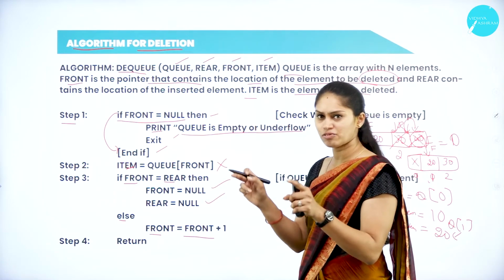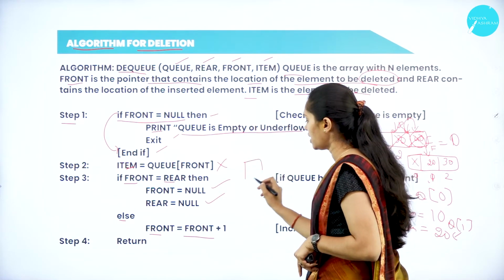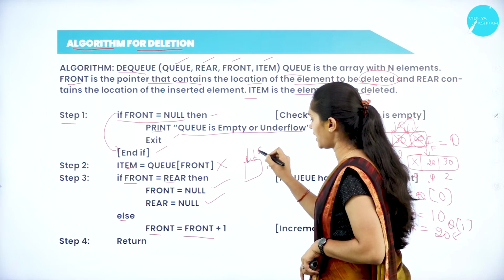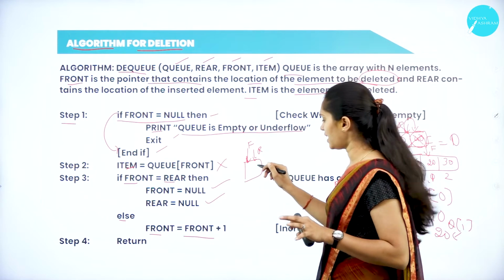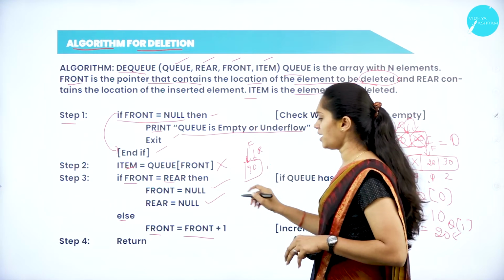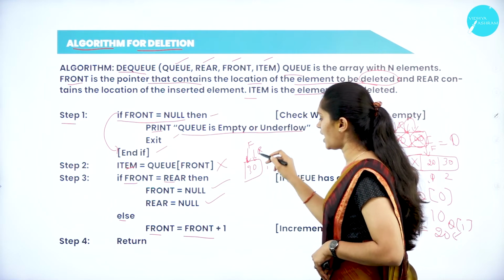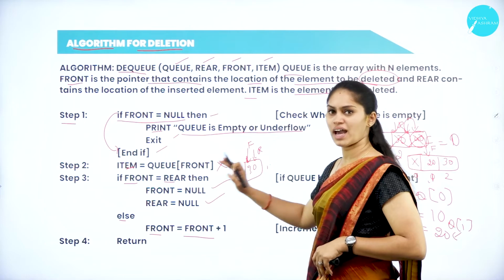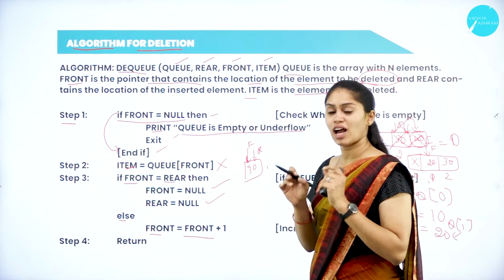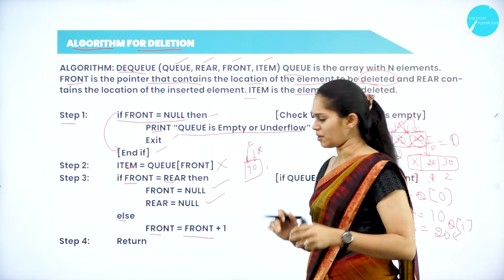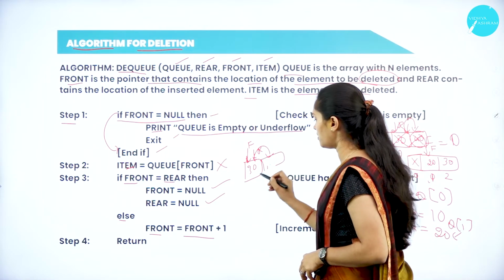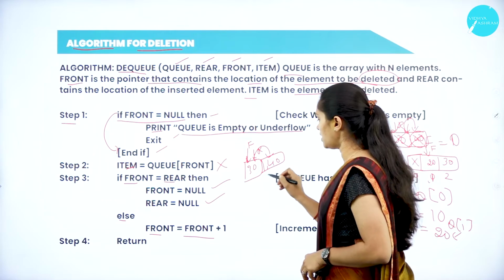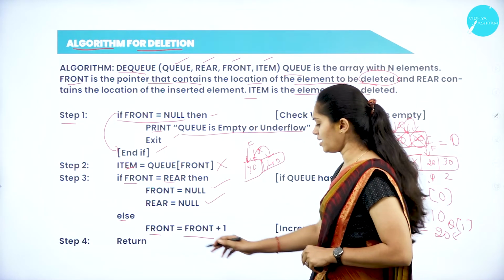if we have only one element, that means, if both front and rear are indicating the same location, then whatever element is in that location will be removed, and front becomes null and rear becomes null. So we have removed the complete element. Now the queue will become empty. Or else front will be incremented by 1. If we have any other element in the next location, that will be removed.